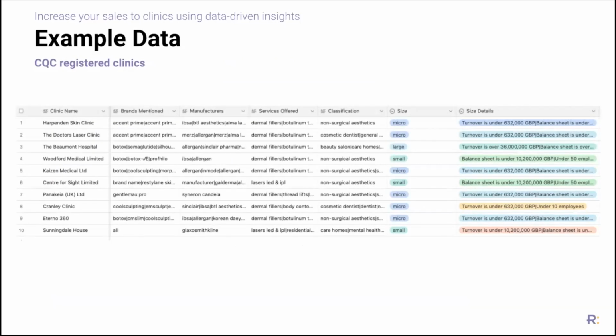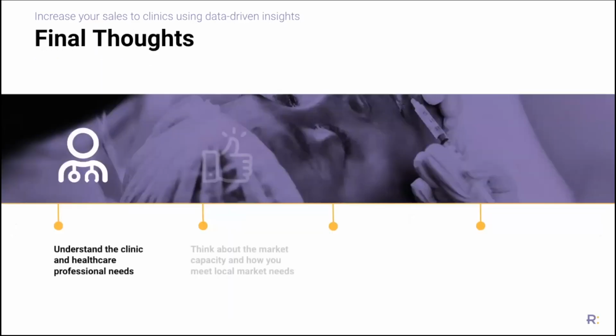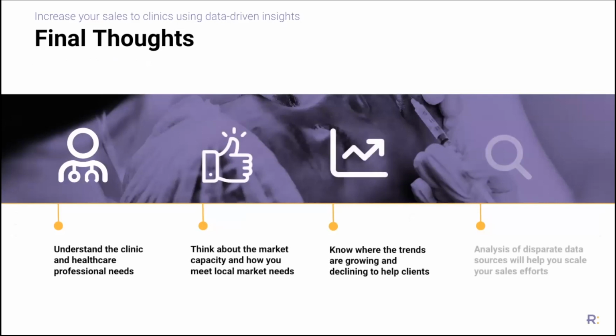And then I just thought I'd put in here an overview of what that data looks like. So you can see you've got information there in terms of brands mentioned, the size of the clinics, their turnover, number of employees, and their contact information as well. So that's all in there for you. These slides will be shared at the end of the session, so obviously you've got some reference material that you might want to look at.